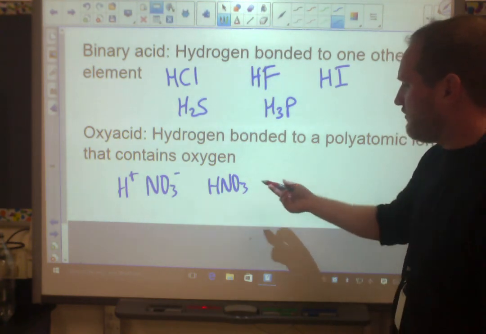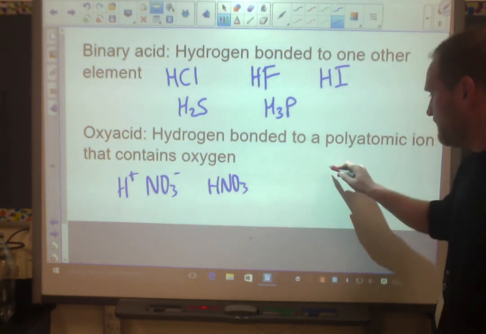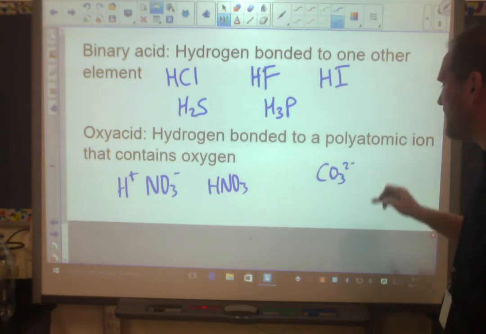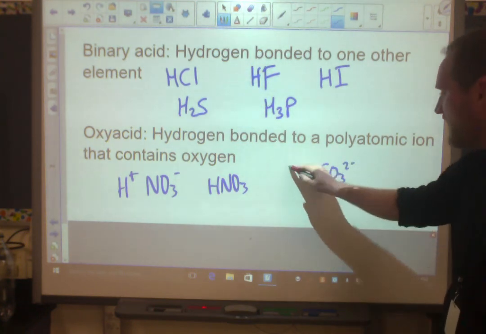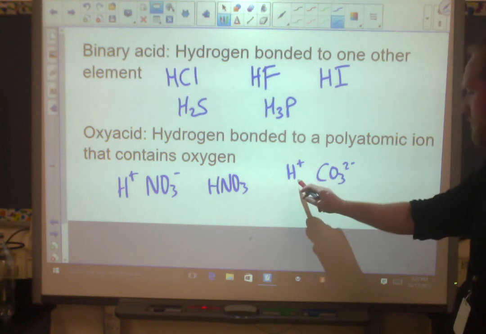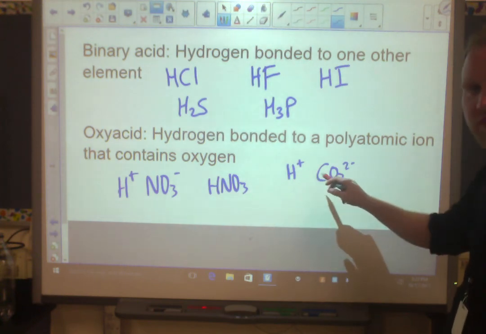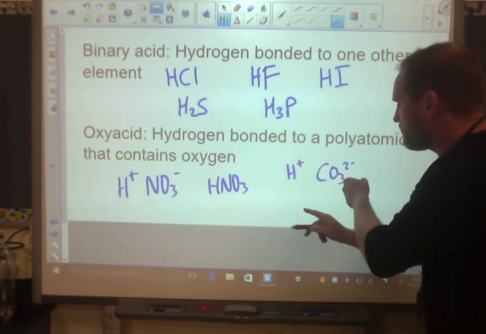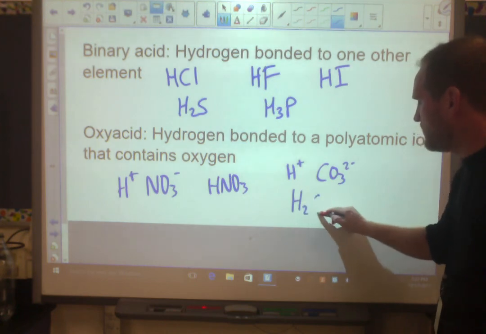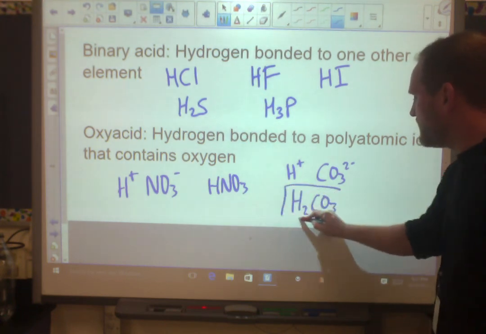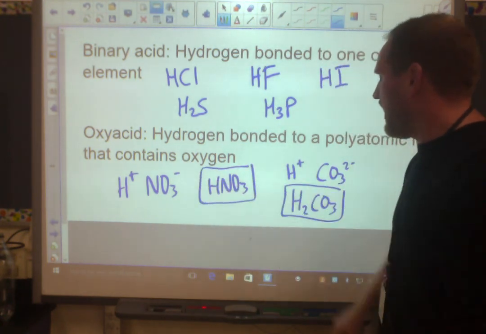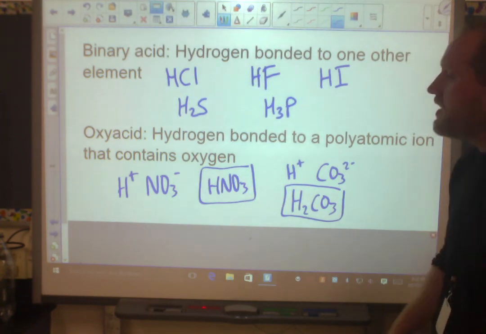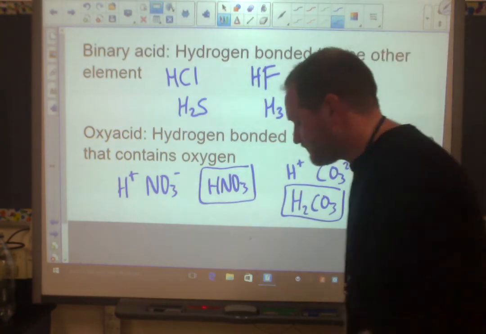Or you can have hydrogen bonding with carbonate. Carbonate is CO3 with a 2- charge. Well, in this case, we have H+ bonding with CO3 2-. How many of each of these do we need? Crisscross rule, H2CO3. So these are examples of oxyacids. Okay? Now let's go into how we actually name these.